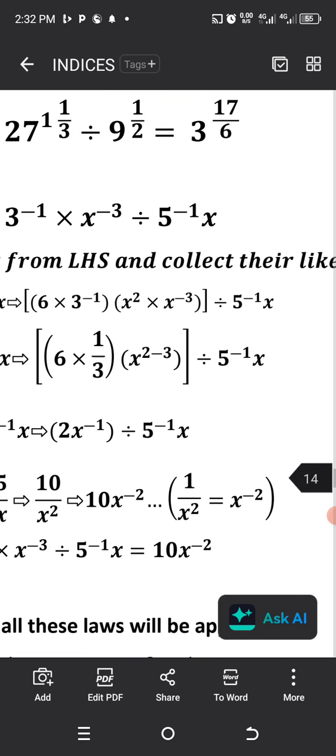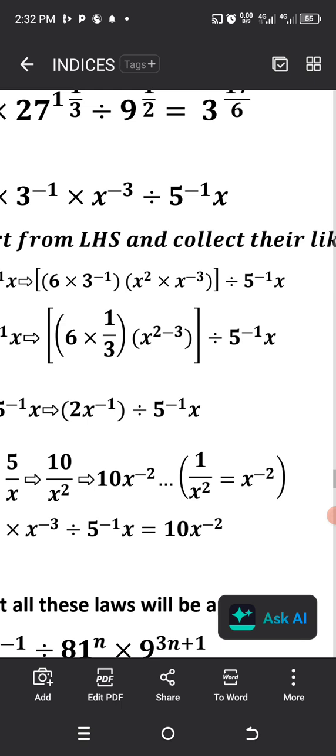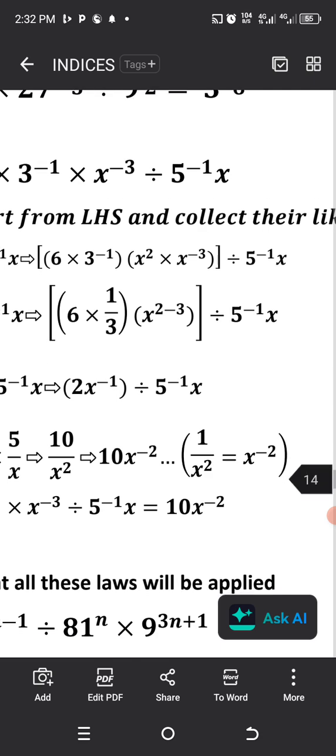So the next line is what? I told you whenever any base is being raised to negative index, we call it negative index. It will give you a fraction. So that was why 3 raised to power minus 1 has changed to 1 over 3. So 6 multiplied by 1 over 3 inside the particular parenthesis, and applying the multiplication law, you can see that x has now been changed to x raised to 2 minus 3. There we apply multiplication law, all divided by, everything is in a square brace, divided by 5 raised to power minus 1x.